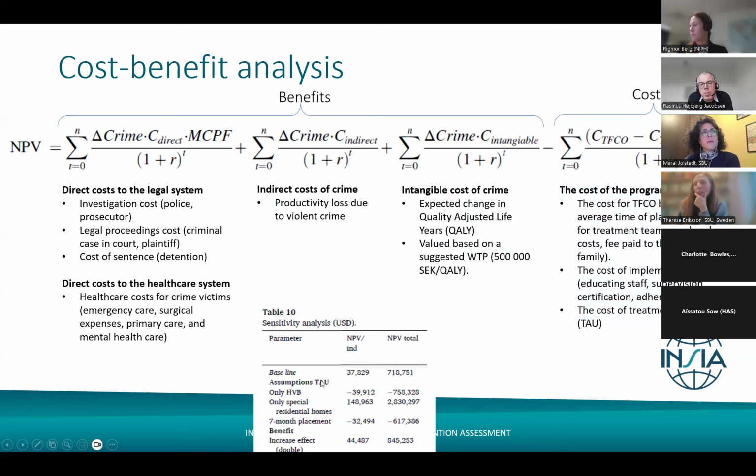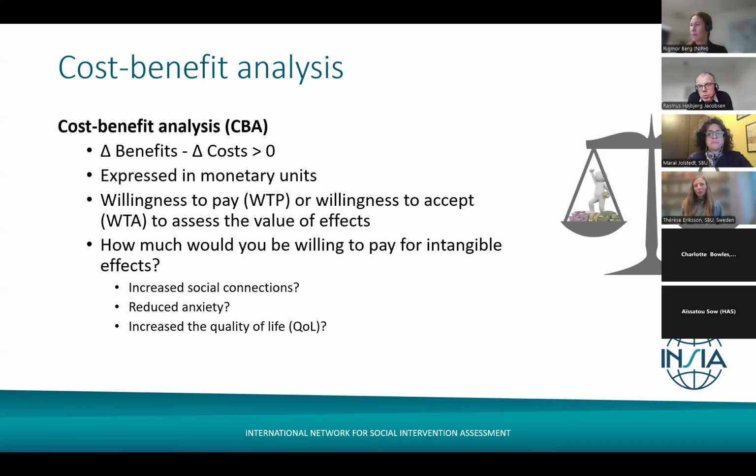But as you can see, when they vary the assumptions of treatment as usual, there are negative values here as well. And if it's negative, it's not considered cost effective. So that is the conceptual idea of a cost benefit analysis. We analyze whether the benefits outweigh the costs, and it's all expressed in monetary units.